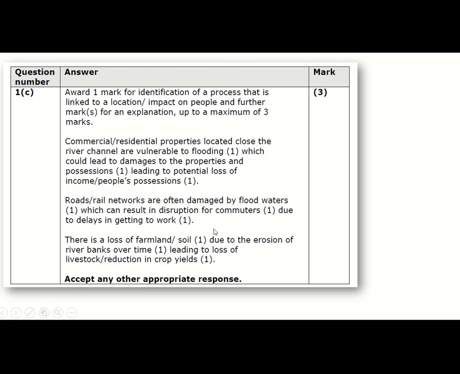So this last one is probably our best answer because that one suits the Swannington Beck. So you could say the Swannington Beck could lose farmland in a flood. This is because the flood waters could, or the land is located next to the river, leading to loss of income or crops. Okay, 3 marks, done.